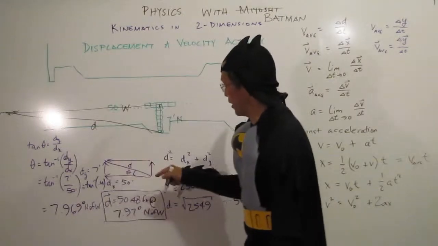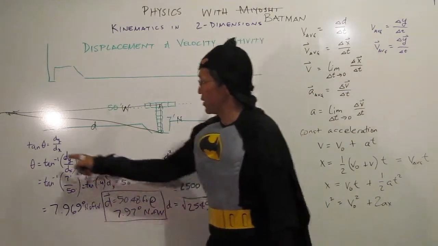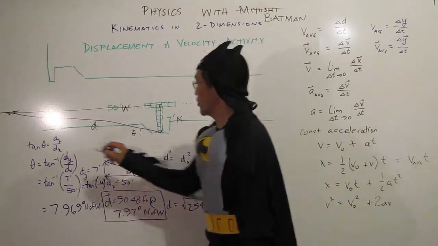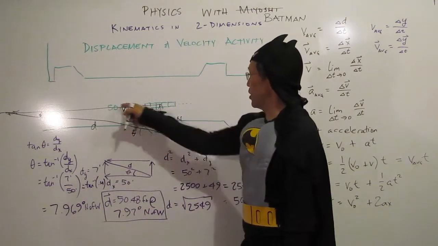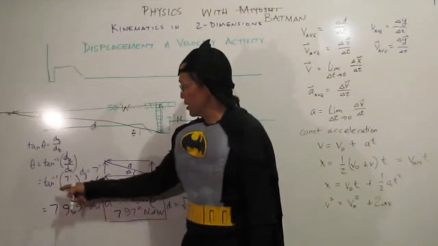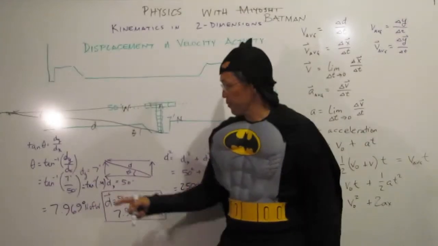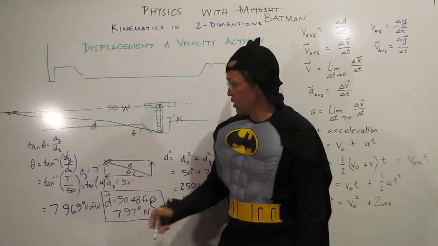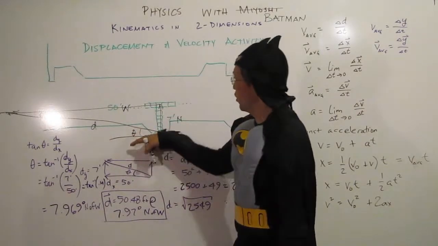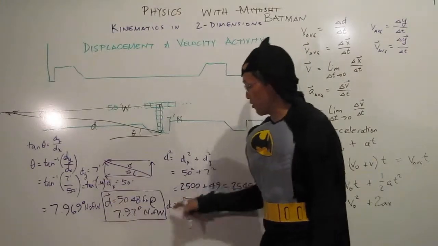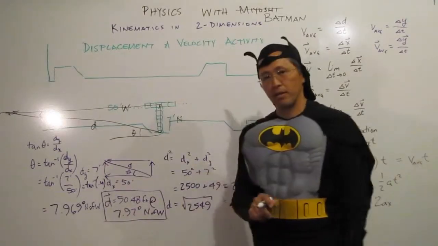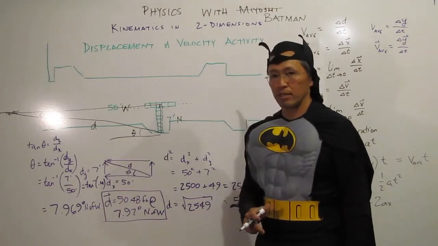Then, remembering our trigonometry, the tangent of theta is dy over dx, and the theta is here. It's also here. So 7 over 50 is my tangent. So theta is the arctangent of dy over dx, which is the arctangent of 7 over 50, which is arctangent of 0.14, gives us 7.969 degrees, in this case north of west. So my displacement vector is 50.48 feet at 7.97 degrees north of west.